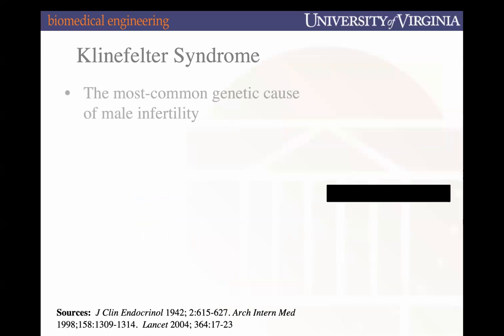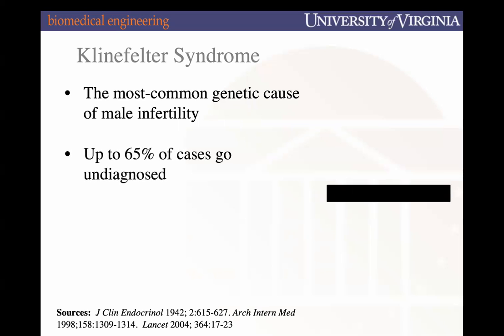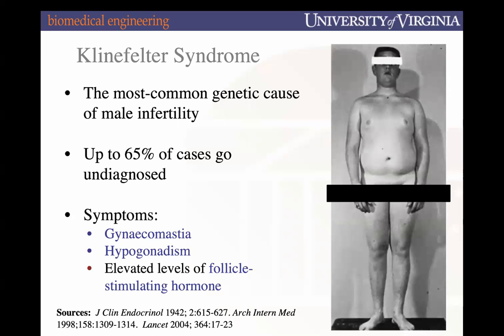Klinefelter syndrome is the most common genetic cause of male infertility. What's really unique is that, because of how many different causes there are for male infertility, up to 65% of the cases of Klinefelter syndrome can go undiagnosed. Some of the key symptoms associated with it are gynecomastia, which is usually the development of male breast tissue. There's hypogonadism, which is an underdevelopment of the sex organs.